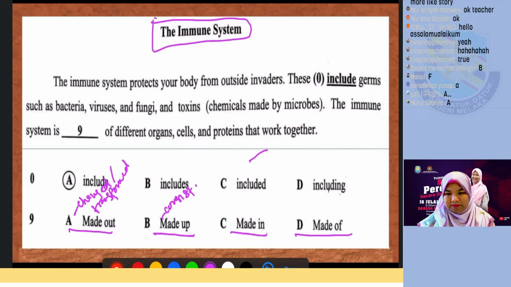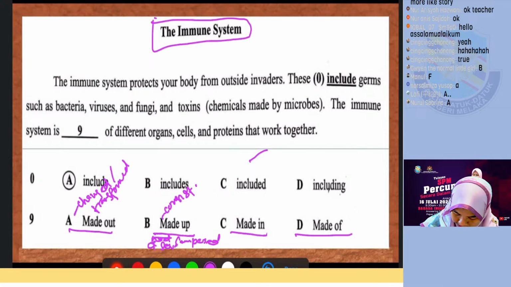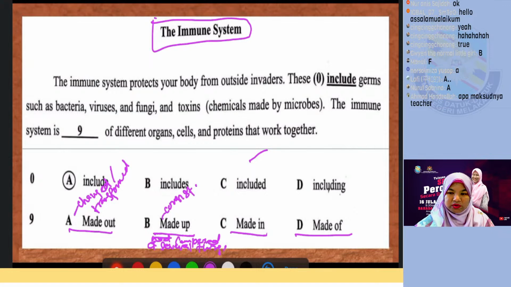It has similar meaning of consists. The meaning will be composed of several things, diperbuat daripada beberapa perkara. Made in will be used when we talk about the location.